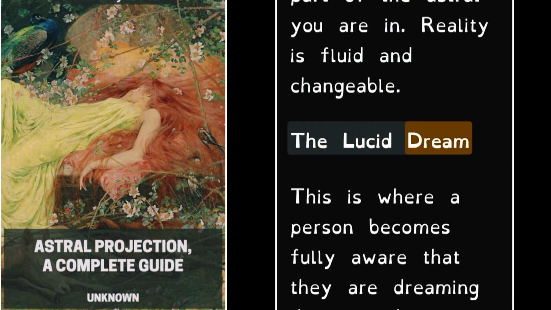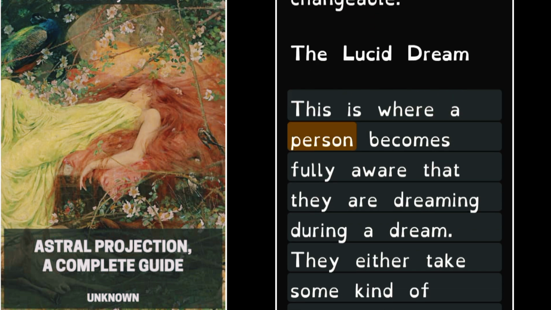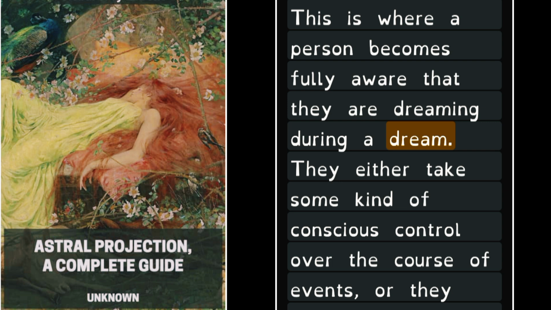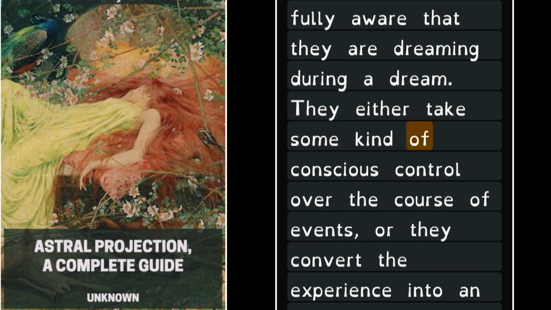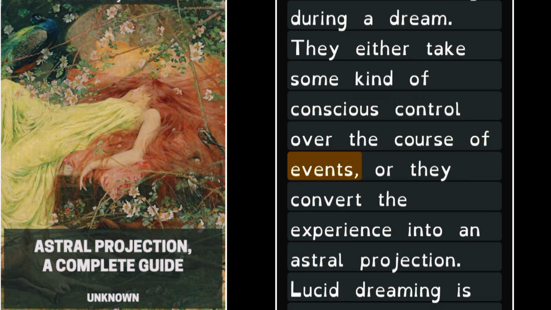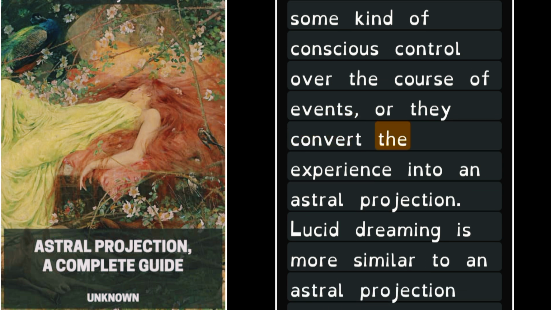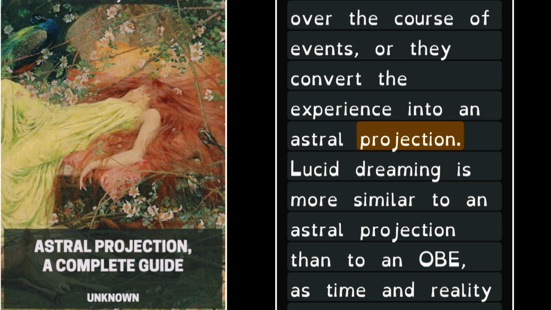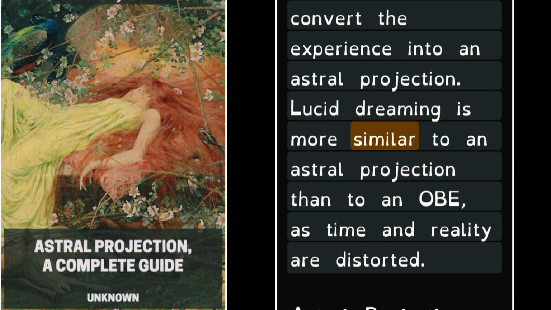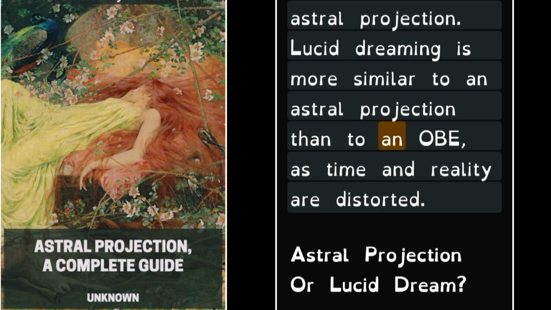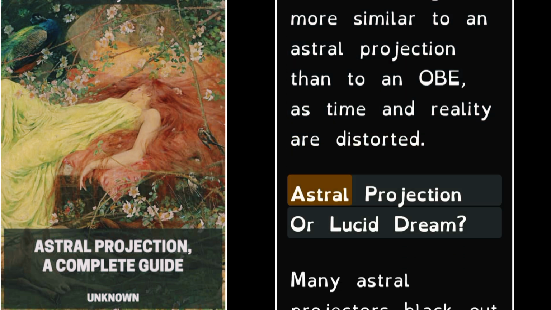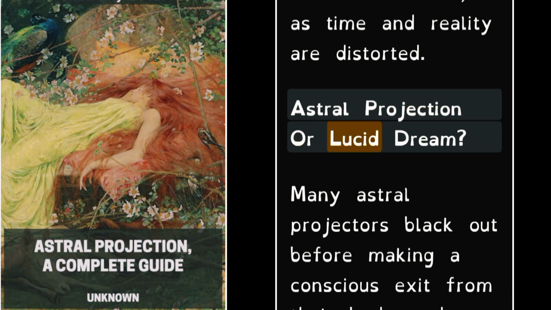The lucid dream. This is where a person becomes fully aware that they are dreaming during a dream. They either take some kind of conscious control over the course of events, or they convert the experience into an astral projection. Lucid dreaming is more similar to an astral projection than to an OBE, as time and reality are distorted.